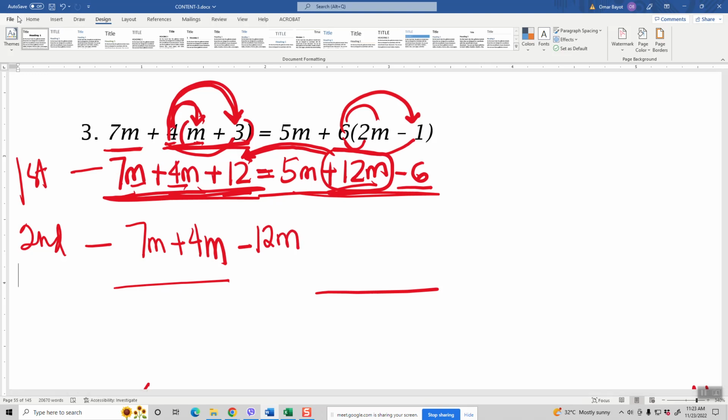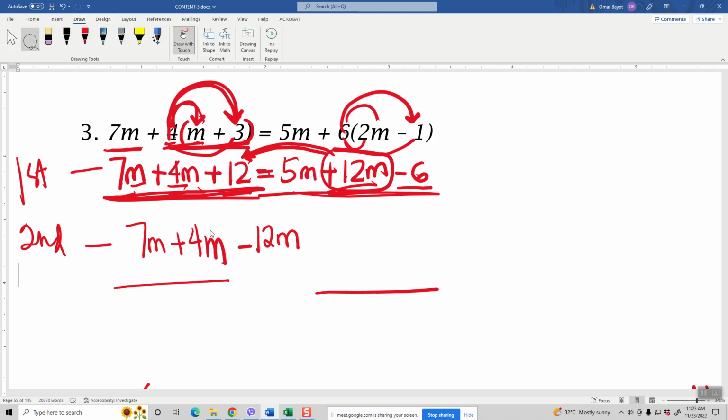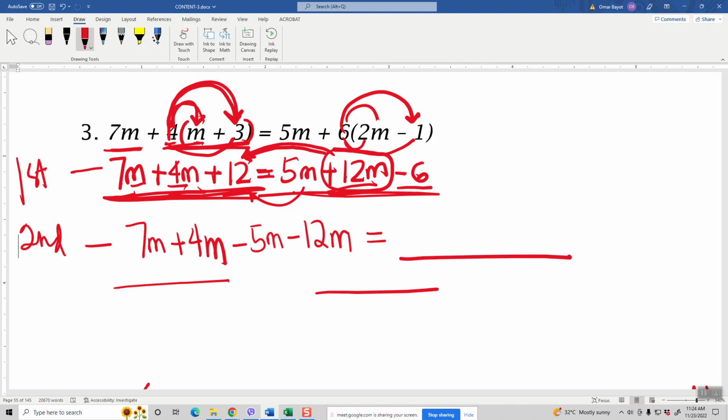By the way, I shouldn't prioritize 12 first, no? There's still 5. I overlooked 5. So I will transfer 5m to the other side. Okay? So from positive 5m, it becomes minus 5m. And also 12m, from positive 12m, it crossed the border, minus 12m. Okay? Then, I will throw all the constants to the right member.